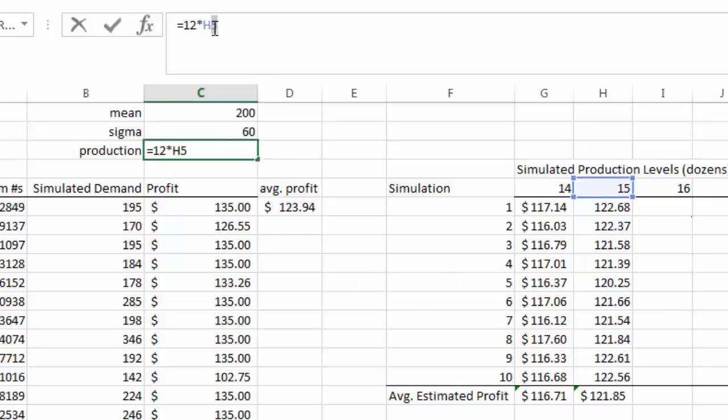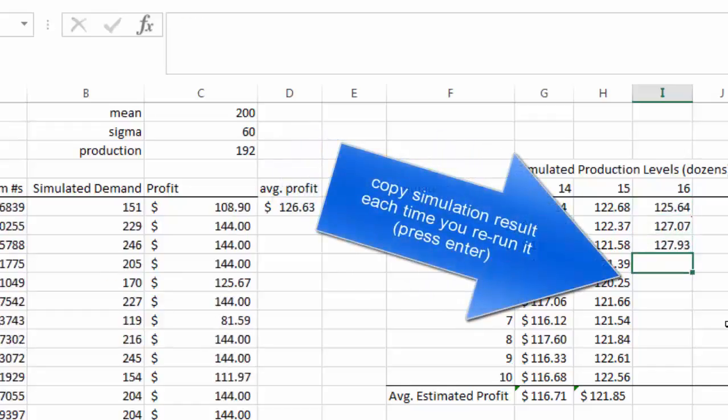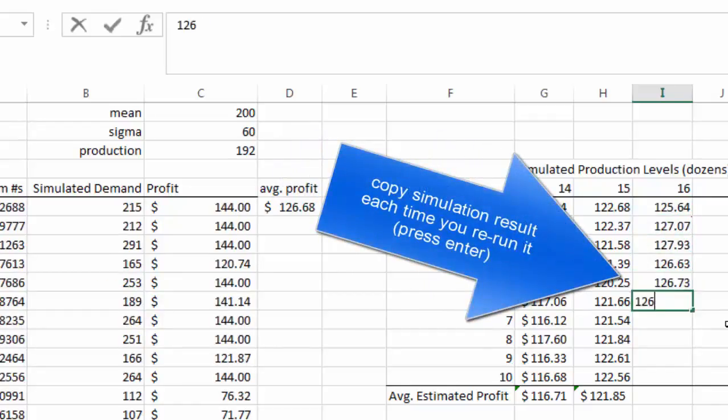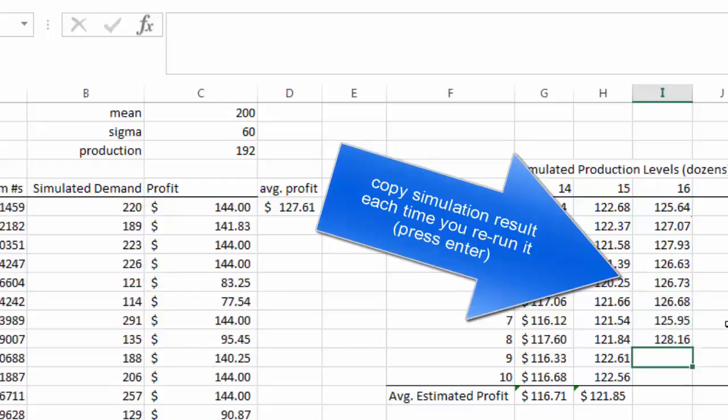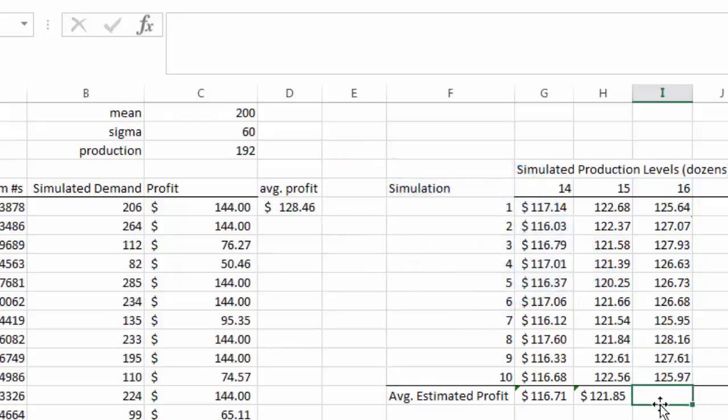Let's see if they keep going up, moving to 16 dozen. So now let's run 12 times I5, 12 times 16, or 192. Okay, and I got a new average profit now, 125.64. I've run that 10 times, and my values are in the 125 to 127-ish range, but let's just average them. Okay, 126.84. Hey, profits are going up more. Profits are up about $5 on average, so 16 is better than 15.